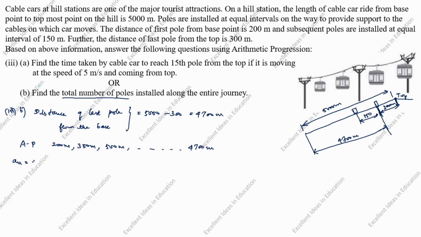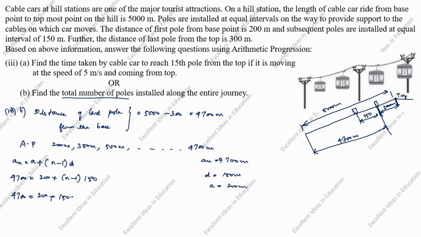An is equal to a plus, open the bracket, n minus 1 into d. Here an value is given as 4700 meter. d value is 150 meter. a value is 200 meter. d value: 350 minus 200 is 150. an is 4700, which is equal to a, which is 200, plus n minus 1 into d, which is 150. 4700 is equal to 200 plus n into 150, which is 150 n minus 150. 4700 is equal to 200 minus 150, which is 50, plus 150 n.